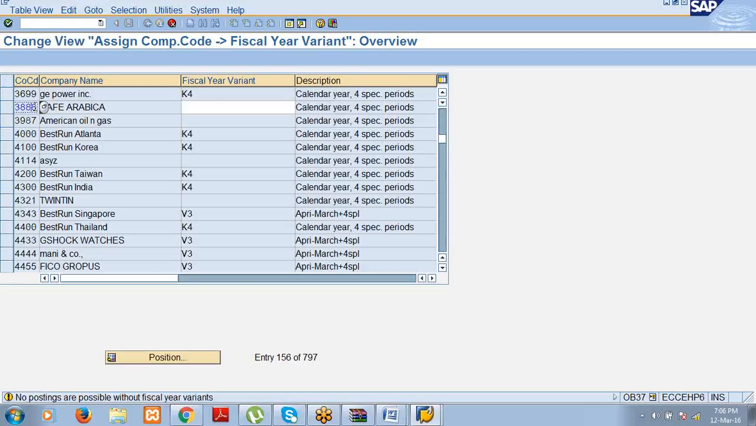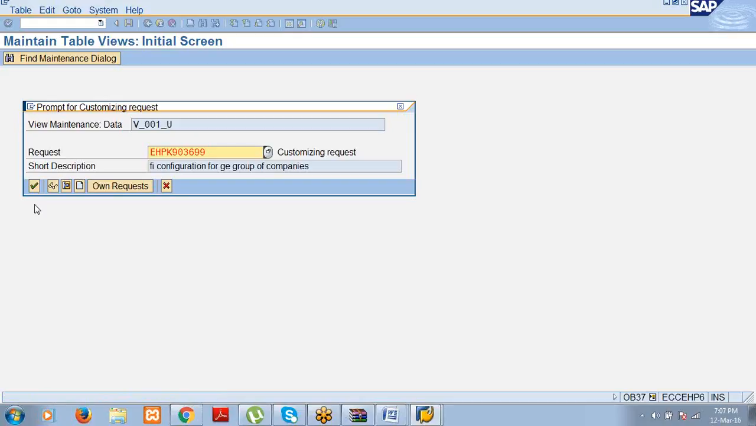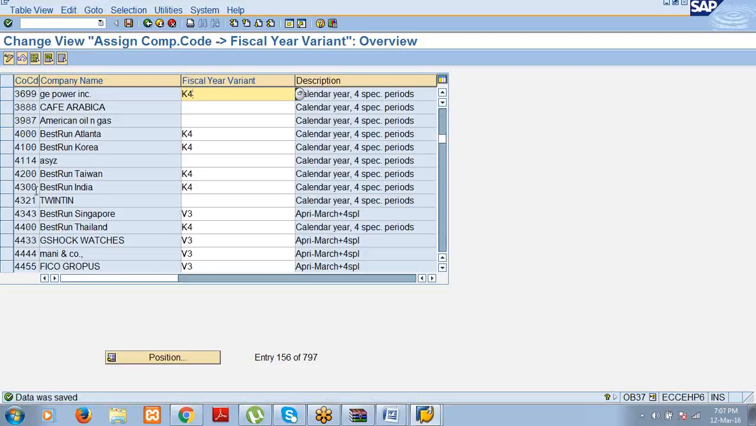So if you get any warning message, just ignore it. Click on enter button. Again, it is giving the warning message and the cursor is against this company code. Ignore. Now it is against this 4321. So till you get this request box, you have to go on clicking on enter. When you get this request box, just click on it. So the data was saved. We have assigned the fiscal year variant to our company code 3699.